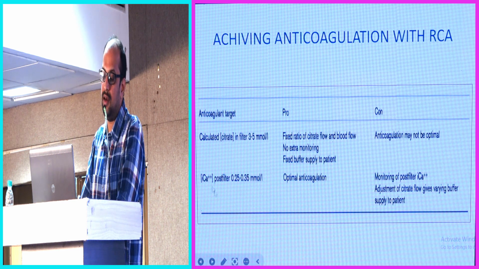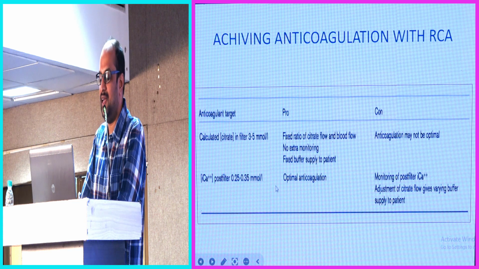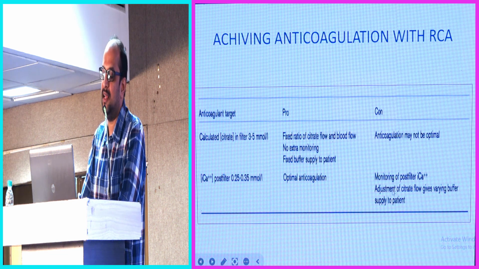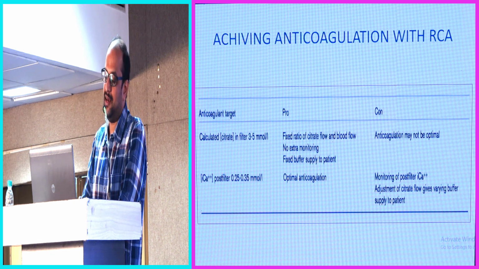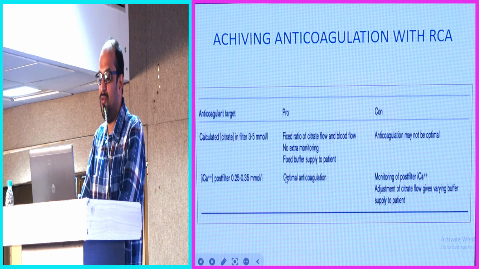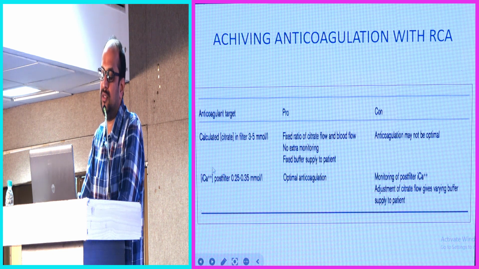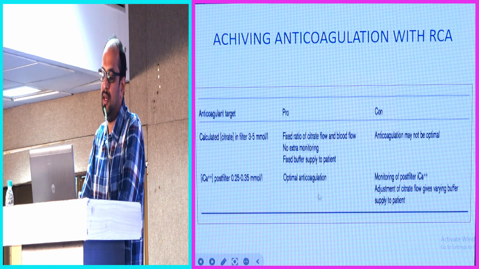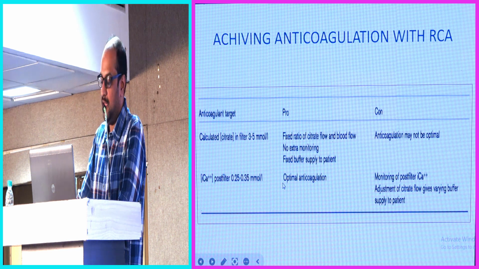Suppose we deliver citrate based upon the post filter ionized calcium. The pros are, if we are targeting 0.25 to 0.35, there will definitely be significant anticoagulation. The cons are, we may need to monitor post filter ionized calcium every second hourly for the first 8 hours, and adjust the citrate based upon the requirement. What we do in our unit is monitor post filter ionized calcium, because we predominantly want to target anticoagulation, and change the citrate based upon the requirement.